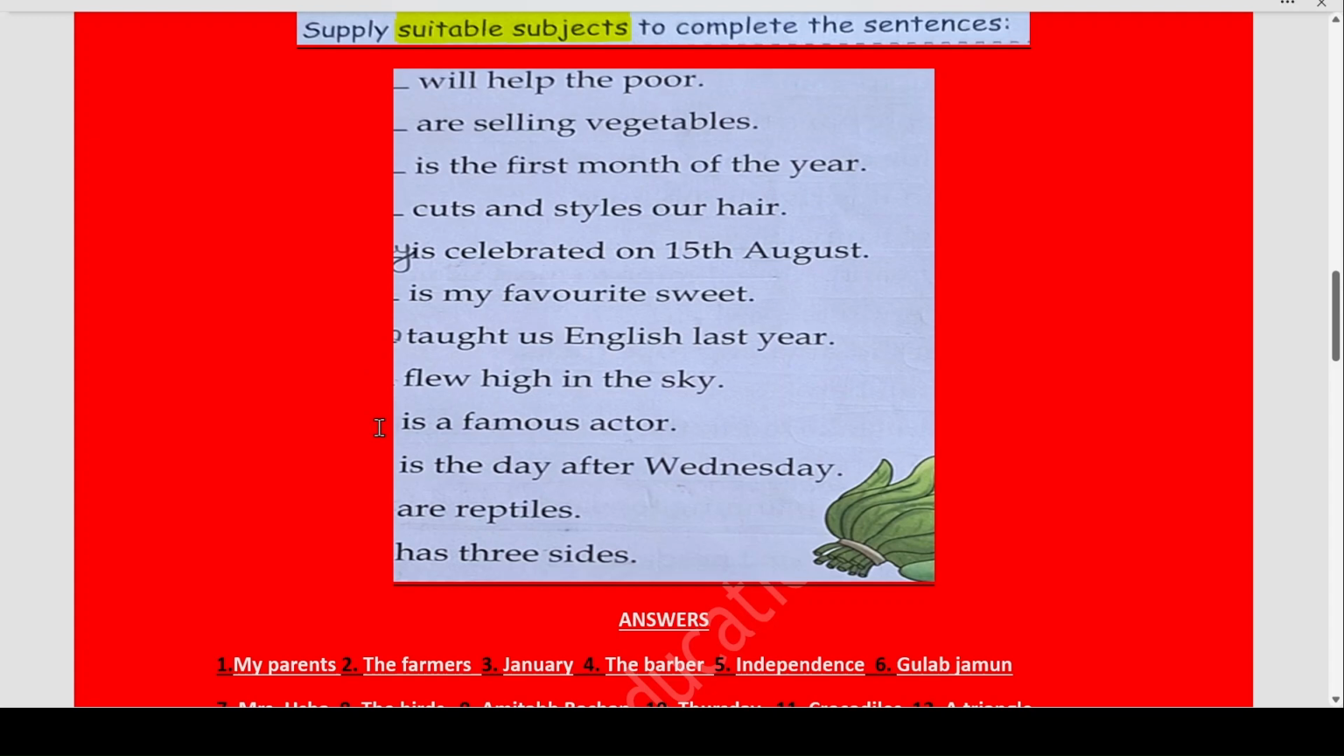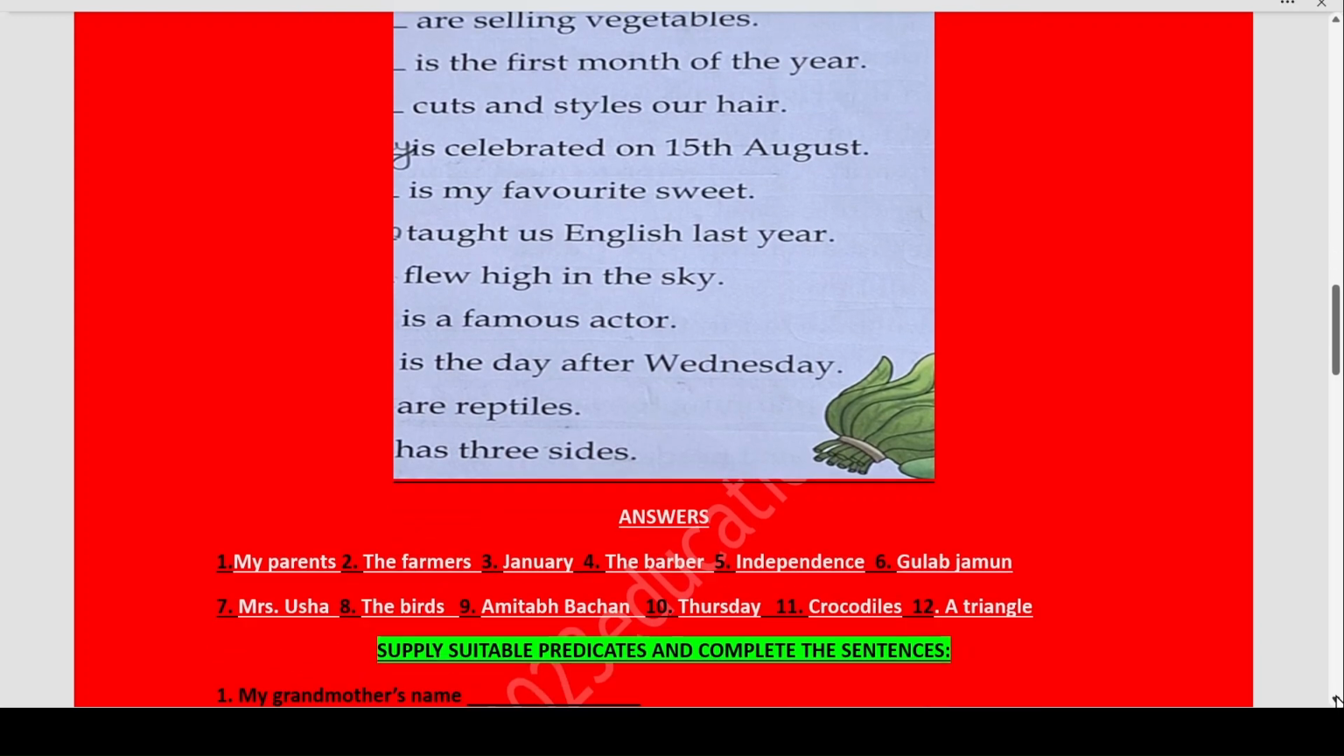Is a famous actor. Is is the verb, which is a verb form of be in the present tense. Is again the verb in is the day after Wednesday, because again this is the verb form of be. Are reptiles has got the verb are, which is again a verb form of be used for plural subjects in the present tense. Has three sides, the verb is has. So all these predicates have the verb, so they are predicates. So before this, the question is supply suitable subjects. For these, I have given you certain answers. You can use your own subjects and fill in the blanks too.